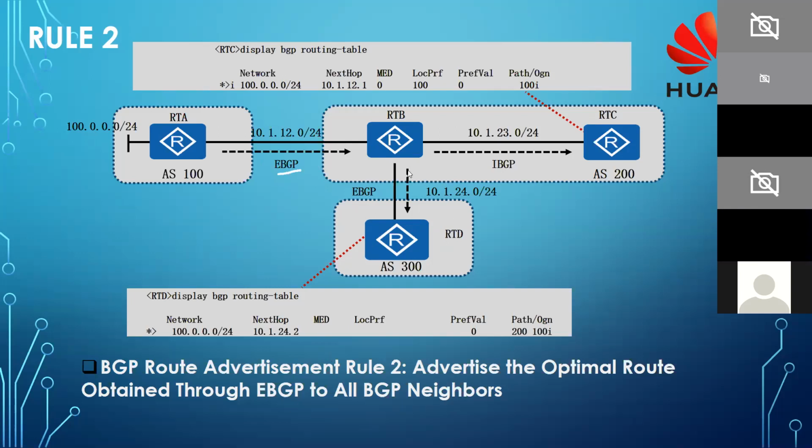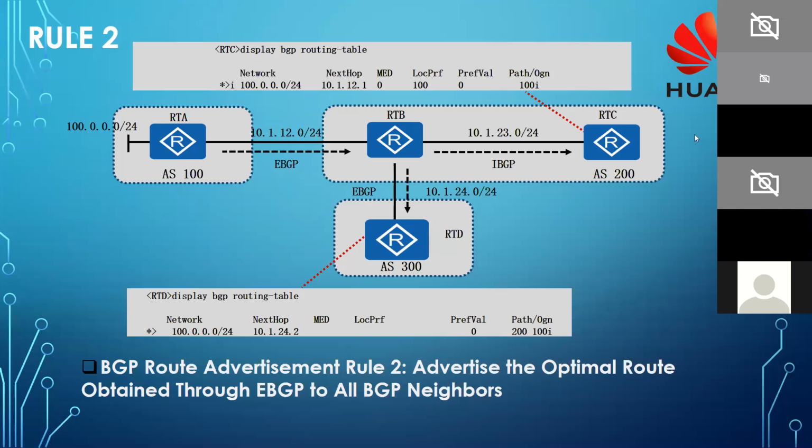So this is the rule. From eBGP, we send it to eBGP and iBGP. There is no restriction. So RTB can send it to RTD and RTC. So this is the second rule.